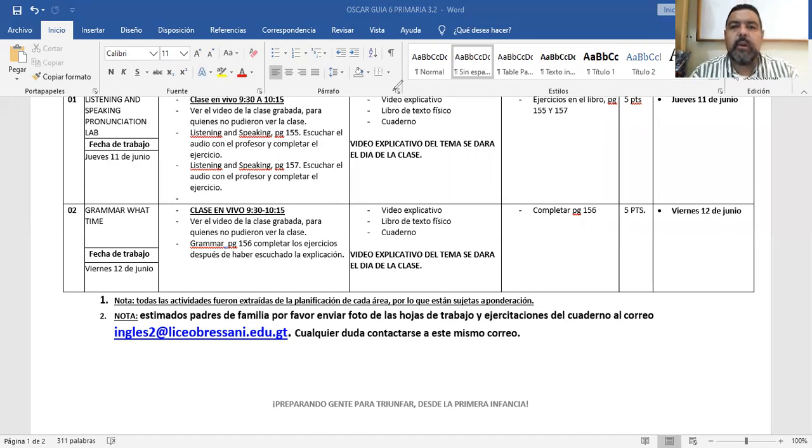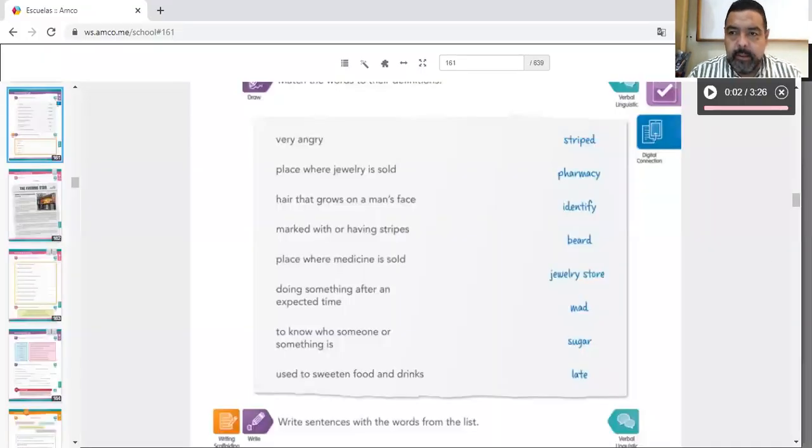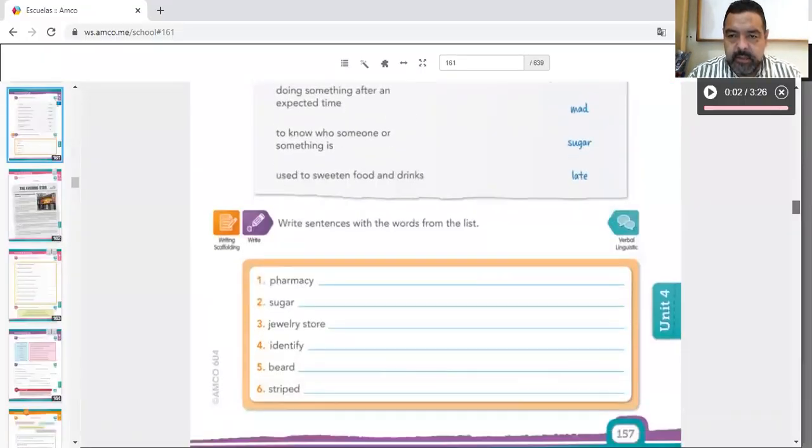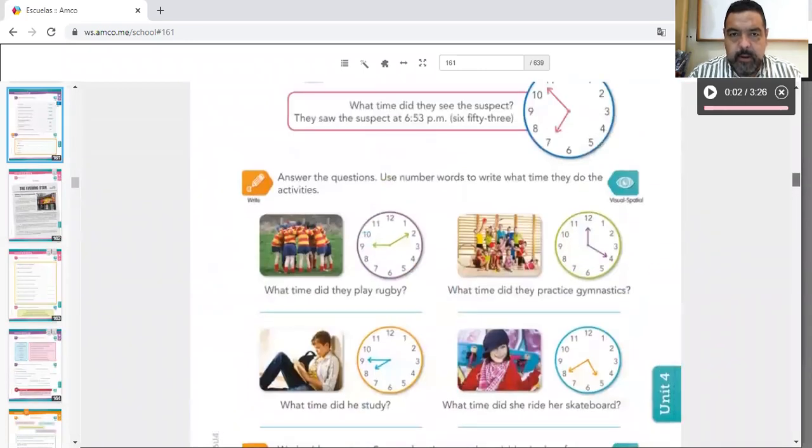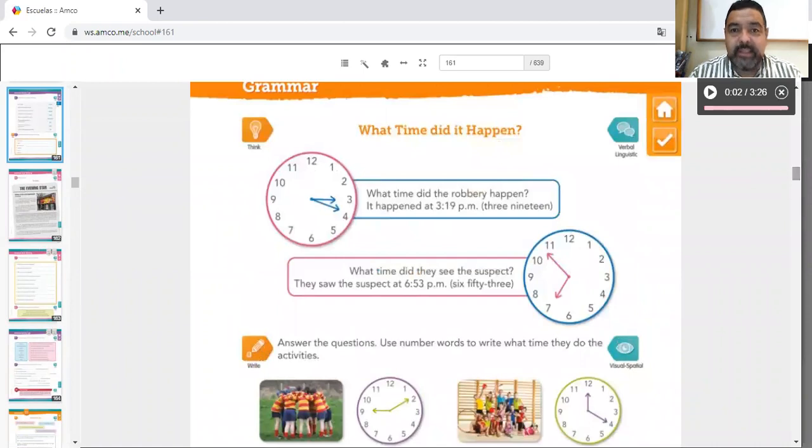I'm sorry, here we go. Let's go to our textbook. Page 156. Okay, 156. Here we are. What time did it happen? That's the title. ¿A qué hora pasó?